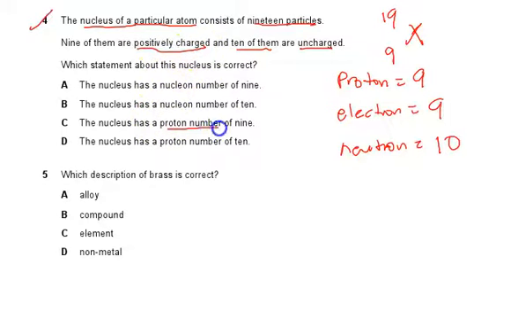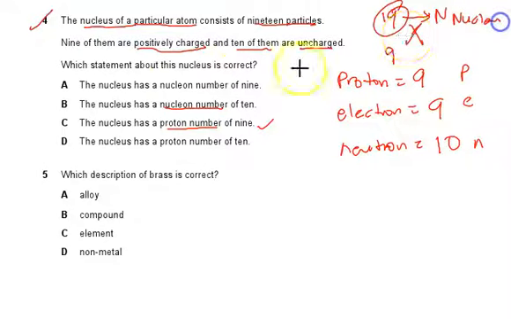So proton number is 9, and this is proton, electron, neutron, so this is nucleon, big N, nucleon. So nucleon number should be 19, so this is wrong. Nucleon number of 9, this is also wrong. Proton number of 10, this is also wrong. So your best answer here will be C.